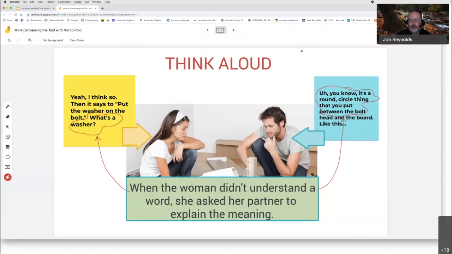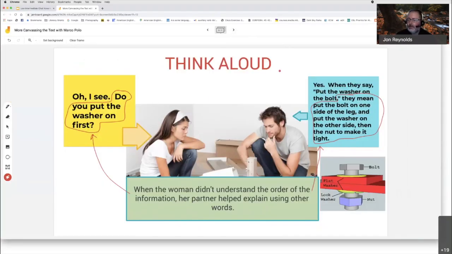Okay, here's the next one. Now, when the woman did not understand a word, like what we're doing, we were describing words. Like when we saw new words, I asked you guys to help me. So notice she said, what's a washer? I don't know this word. This is a new word. So her partner, just like we talked about before in conversation, explained. He said, you know, it's that round circle thing. And he showed her maybe the picture. But he helped explain what the word means. Okay?